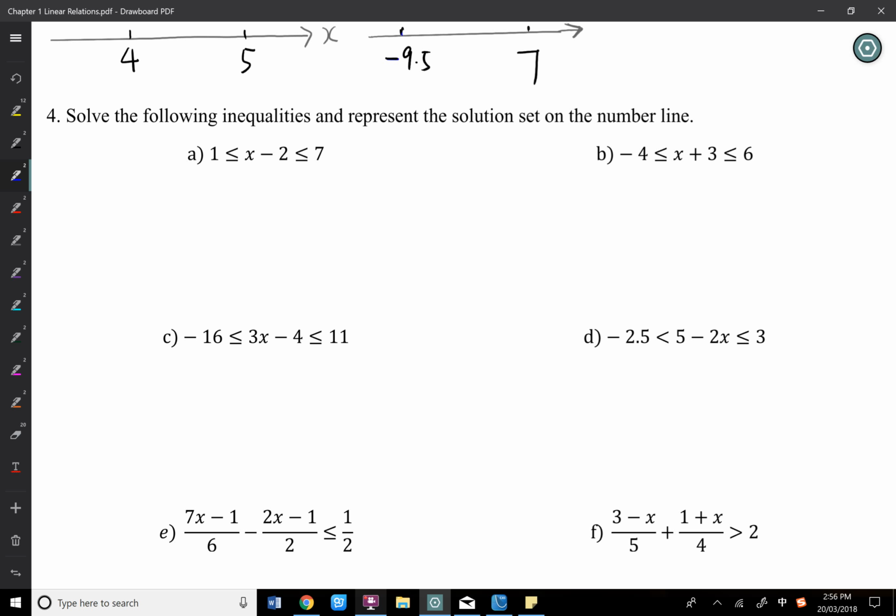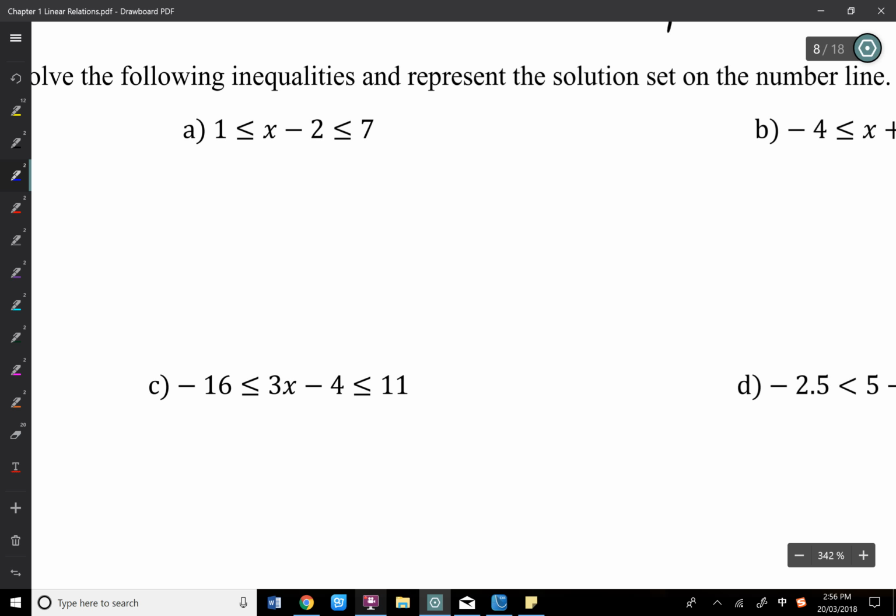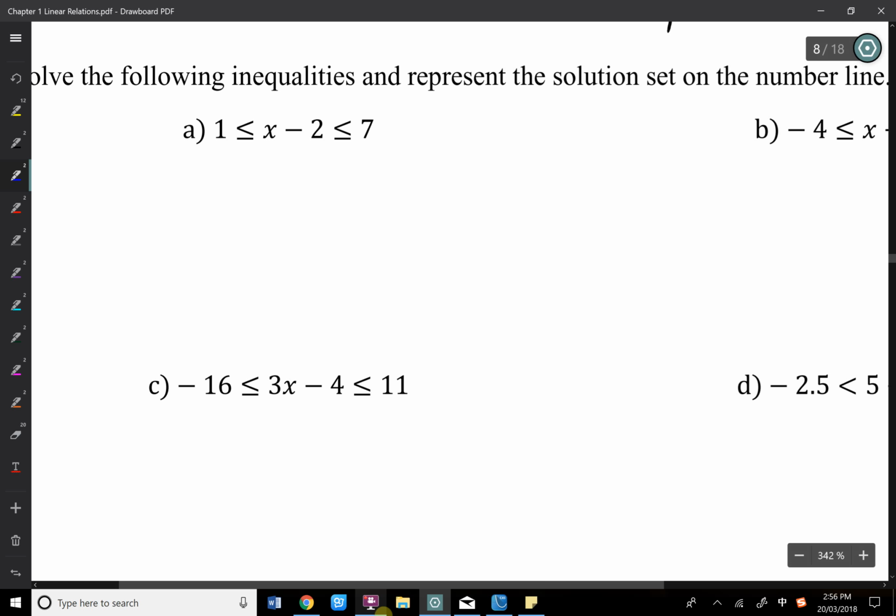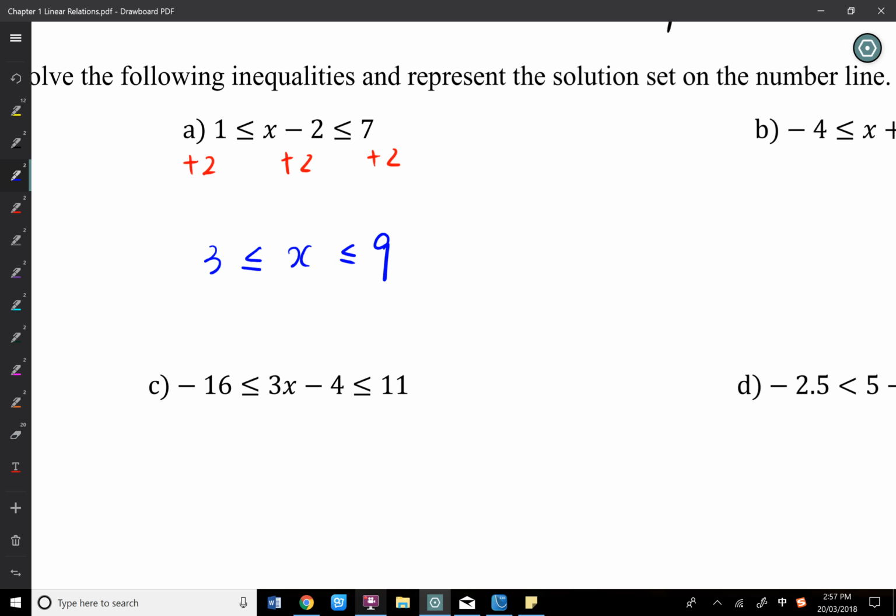For example, the first one, I want X in the middle. So what I can do is add 2 on every side, every single term. So what I have here is 3 less than or equal to X less than or equal to 9. So X is in between 3 and 9.